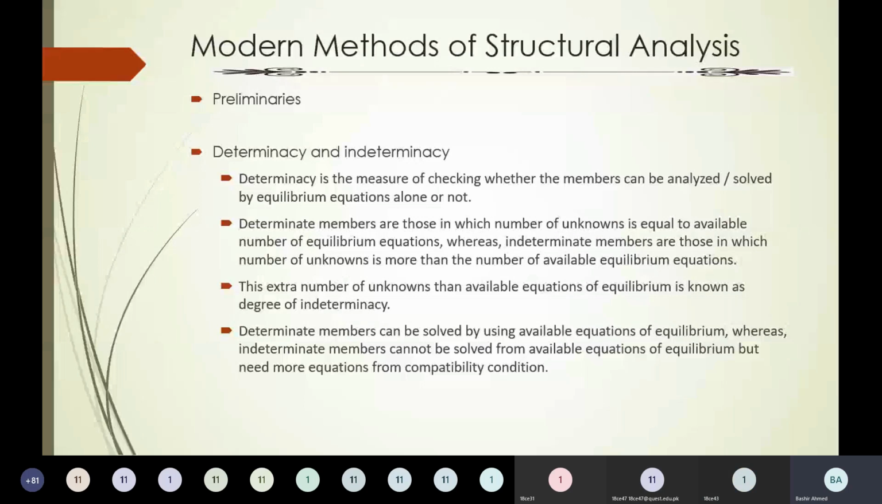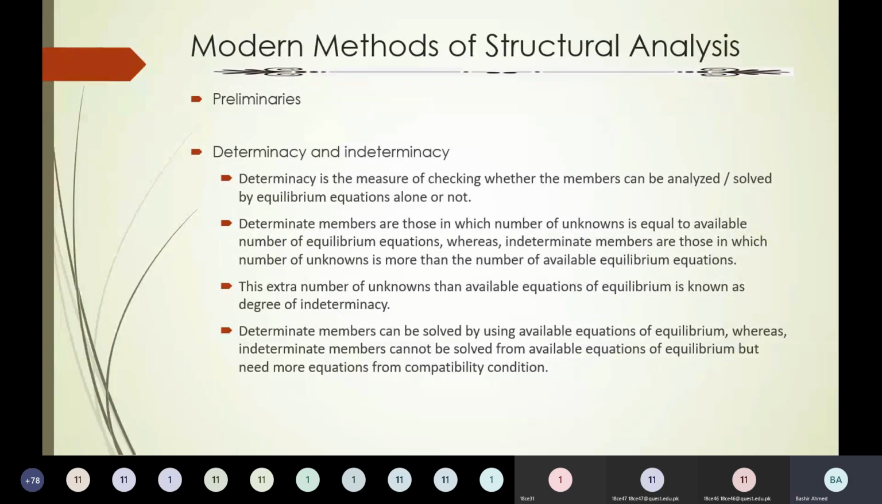Beam is a flexural member. Most of the time it is under the action of gravity loads, meaning loads acting in the y direction, perpendicular to the axis of the member. But 99% of the time loads are missing in the x direction. There is no load in the x direction. So in such a case, we cannot use summation of x equal to 0.